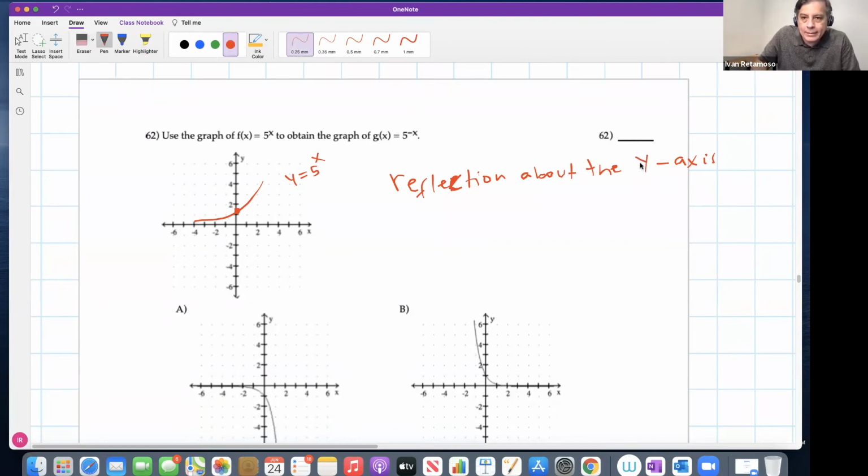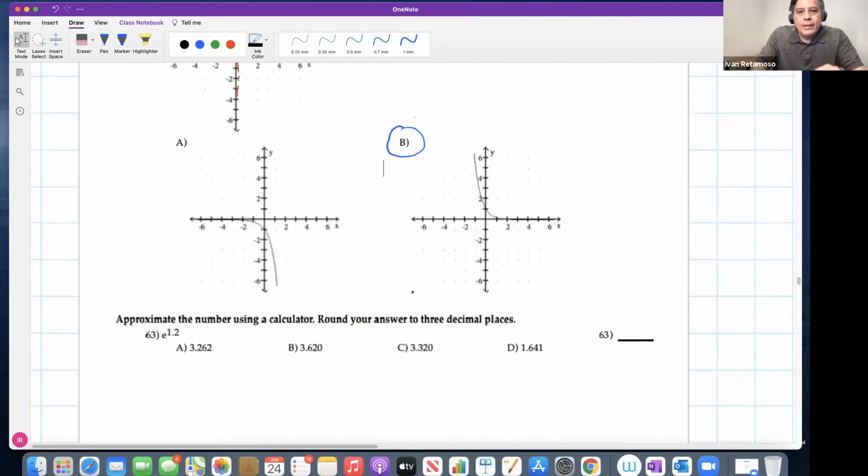Yeah, y-axis. So you place the mirror here, and the new graph will be this mirror image, right? About the y-axis. Yeah, this is the rule, right? So we're talking about this guy. Very good. Moving on, guys.